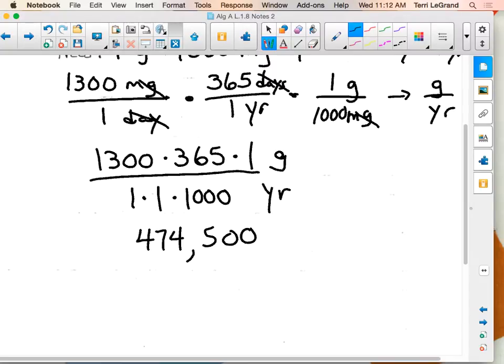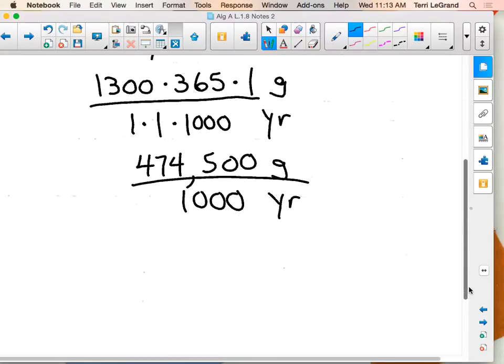474,500 is what you should get upstairs, and downstairs you have 1,000 years. So after you multiply across, upstairs you should get 474,500, and downstairs you should have 1,000. Now we want to change this to a unit rate. What do we have to do? Divide by 1,000. Yep, divide both by 1,000, because to get the downstairs to be 1, we need to divide by 1,000. If we divide the downstairs by 1,000, we have to divide the upstairs by 1,000.